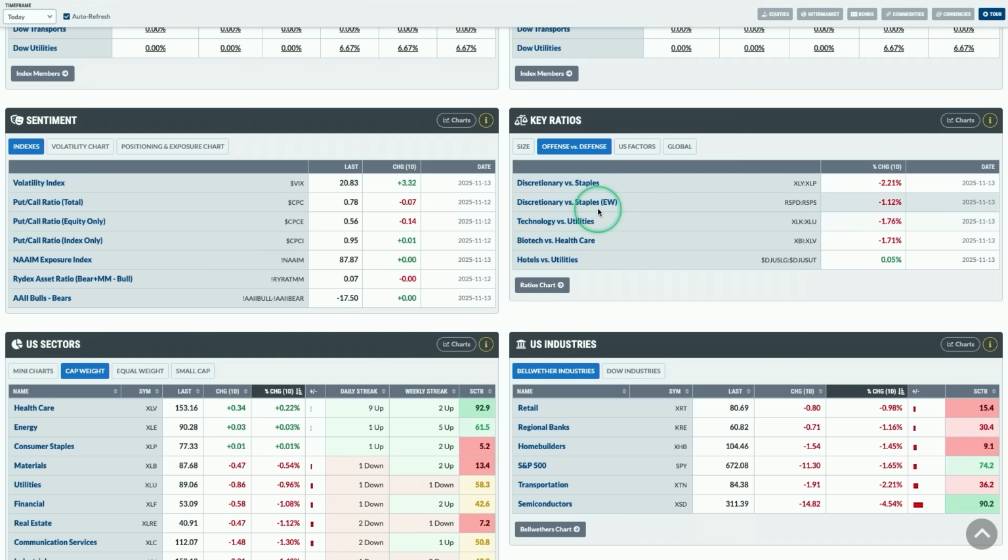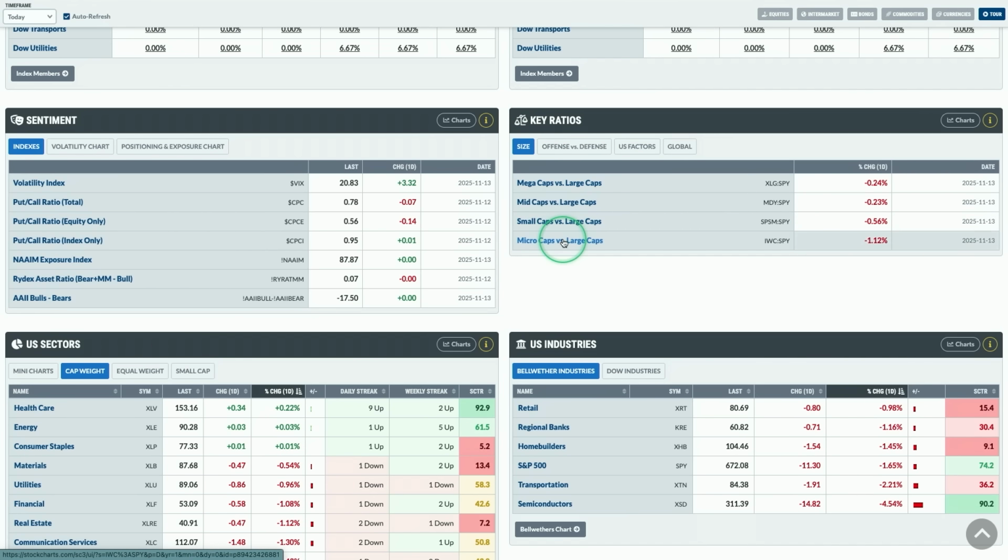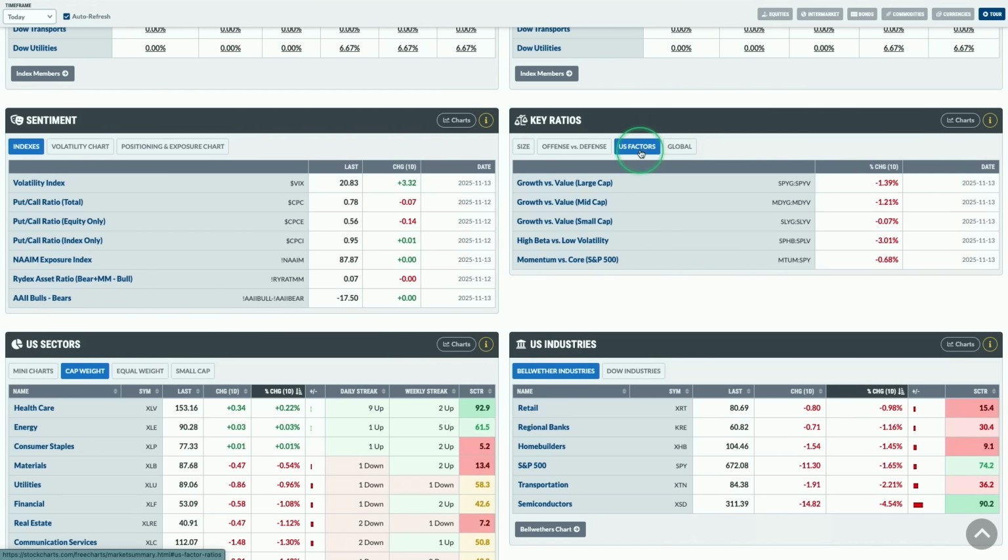We can also do this in a couple of different ways. We can do it through size. If we see large caps leading versus micro caps and small caps leading, we can do it through different factors like growth versus value or high beta versus low volatility. All of the different ratios in these, especially in these first three tabs, really are intended to tell you offense versus defense, optimism versus pessimism, bullish versus bearish, those kinds of flavors for the market. So those couple tabs I am keeping a very, very close eye on.